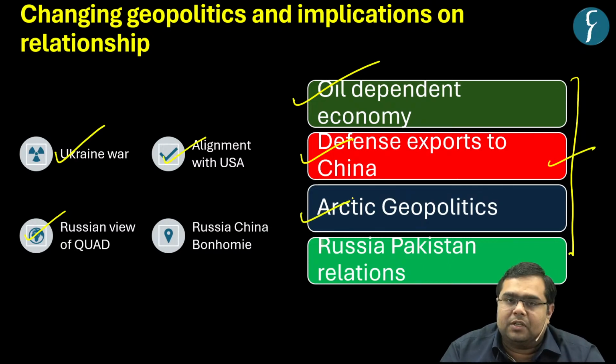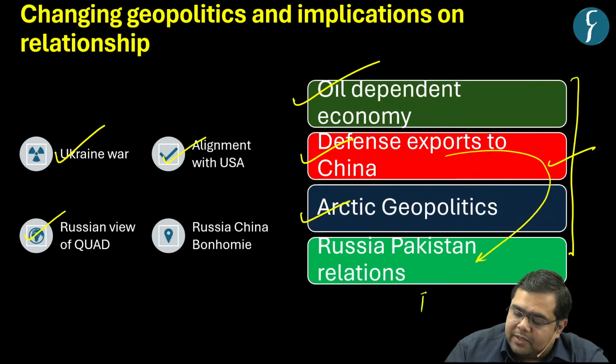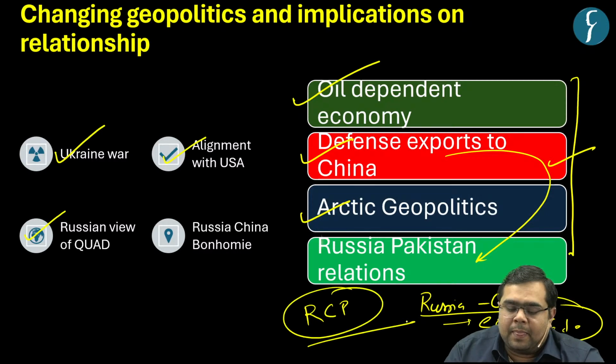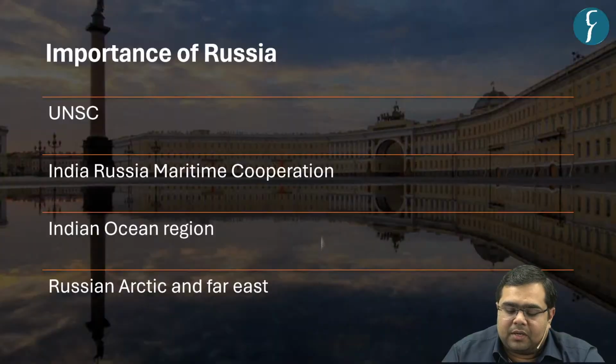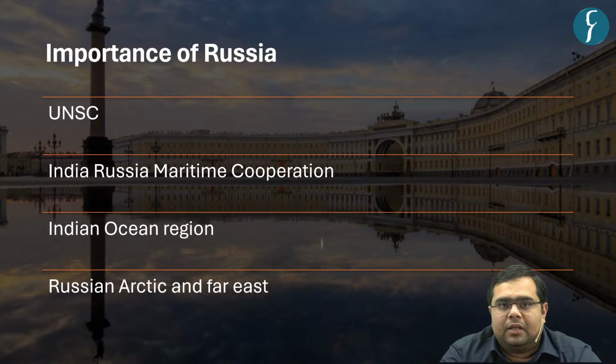Then there are concerns with respect to Arctic geopolitics, and subsequently the linkage between Russia and China is extending. This partnership is getting extended to a Russia, China, and Pakistan nexus. So these are the concerns with respect to Russia. But despite all these issues and concerns, which were dealt with in more detail in that particular video taken by Vaibhav Sir, India still remains important for Russia, and Russia remains important for India.